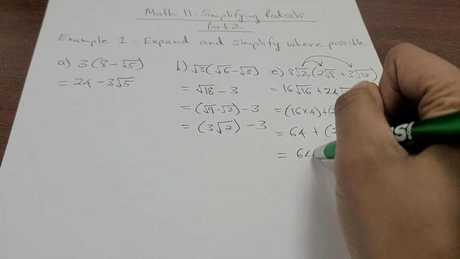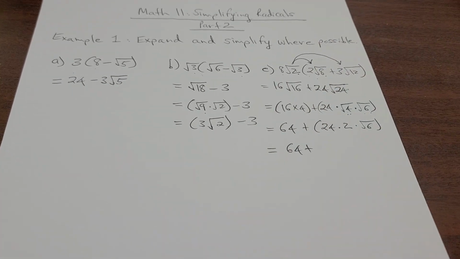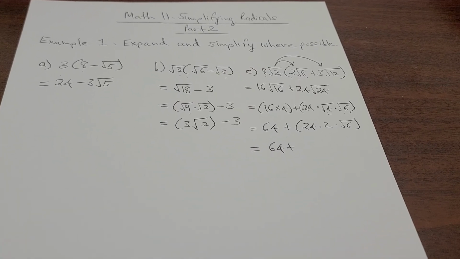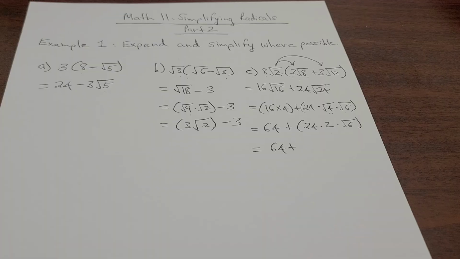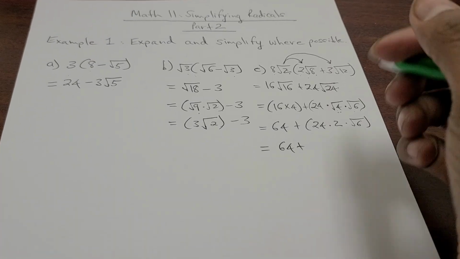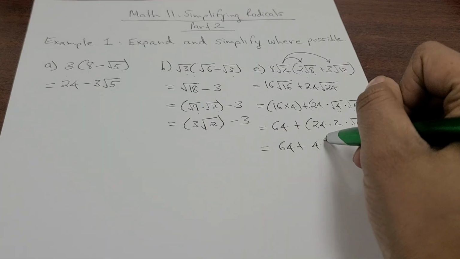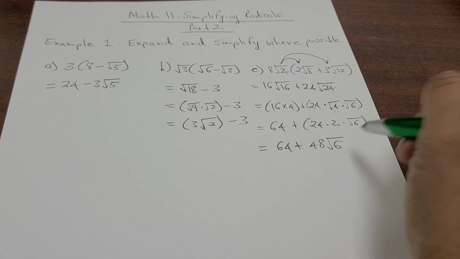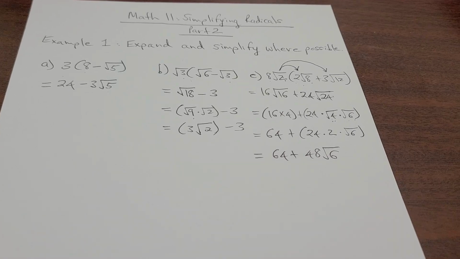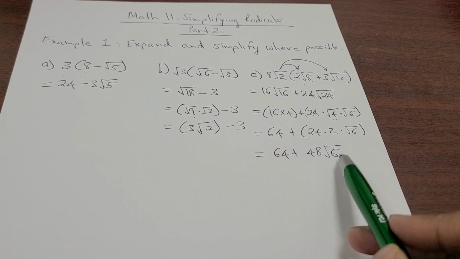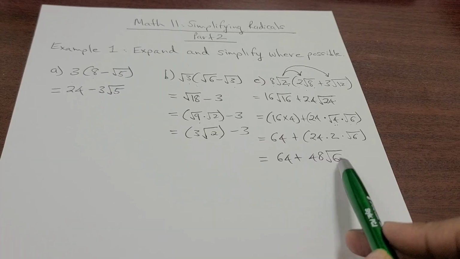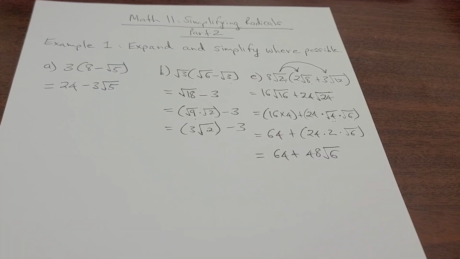So this is 64 plus, now I'm going to do 24 and I'm going to times that by square root of 4, which is 2. So this is going to be 48 root 6, like this. So I'm just doing 24 times 2. And then again, we're just checking inside the radical. I can't simplify the square root 6, so this is going to be the final answer.